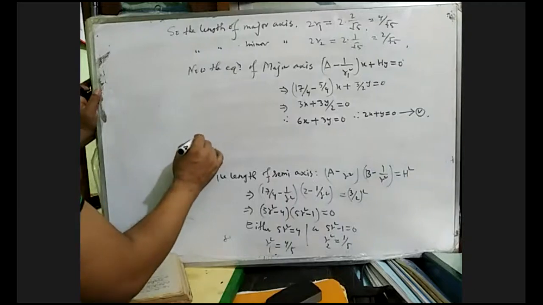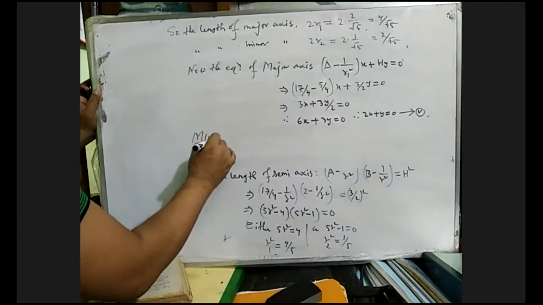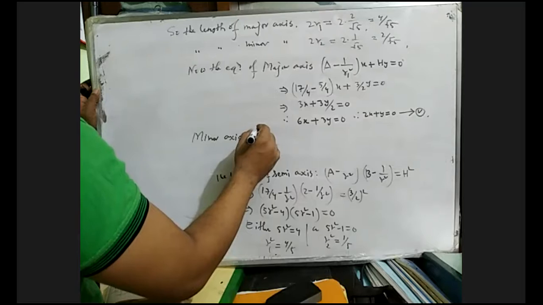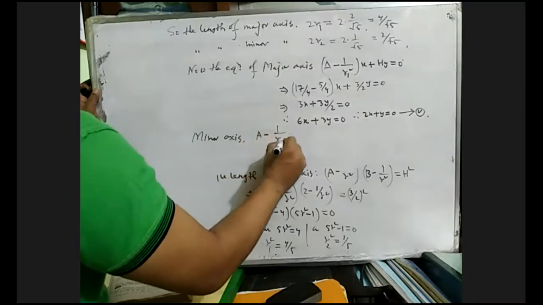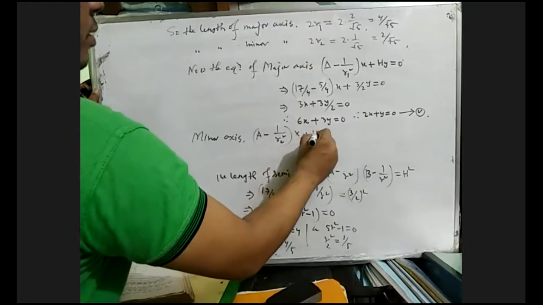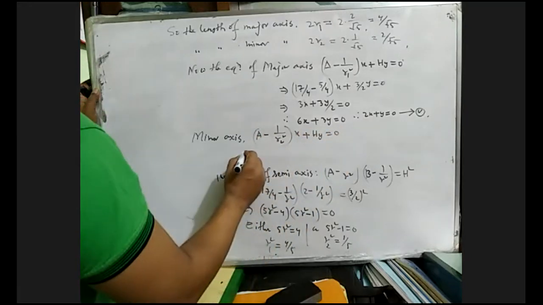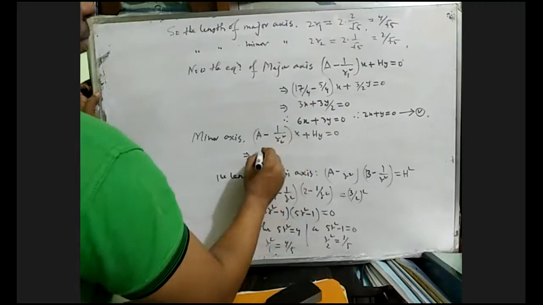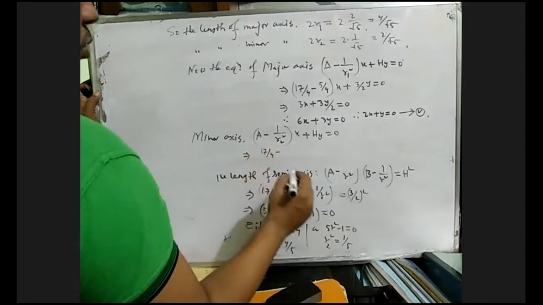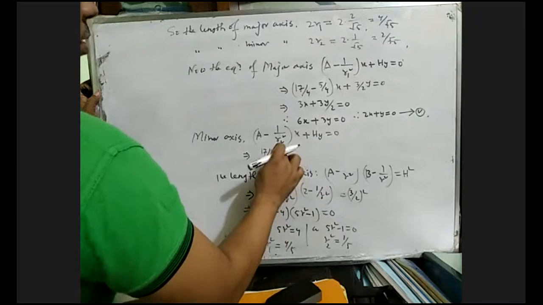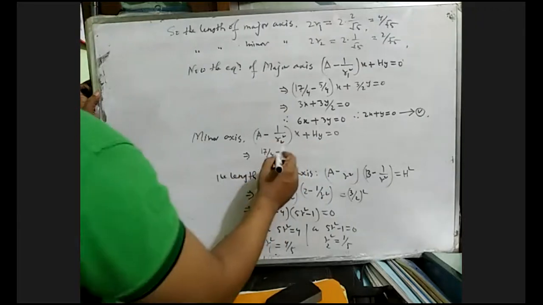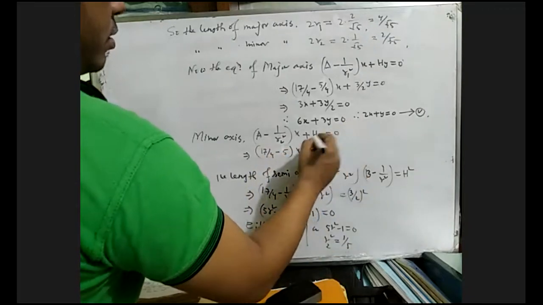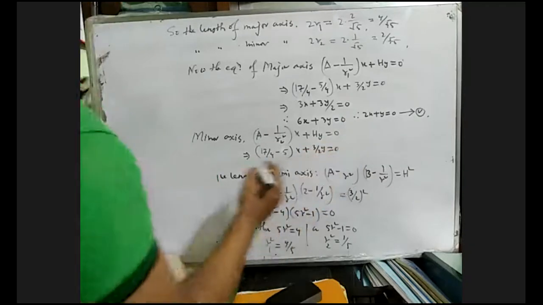Similarly, minor axis, what will be? Minor will be what? A minus 1 by r2 square into x plus h into y equals to what? 0. A means what? A means 17 by 4, minus 1 by r2 square means 5. Okay, into x, h means 3 by 2 into y equals to 0.